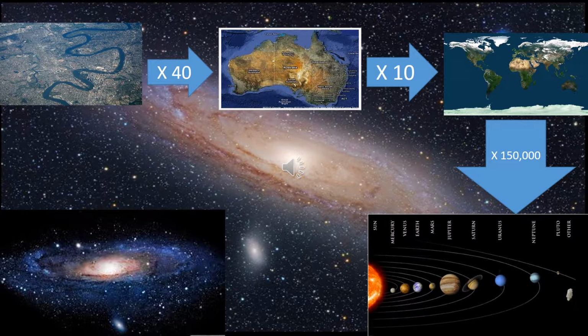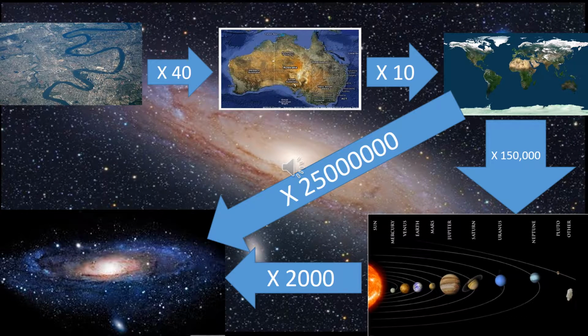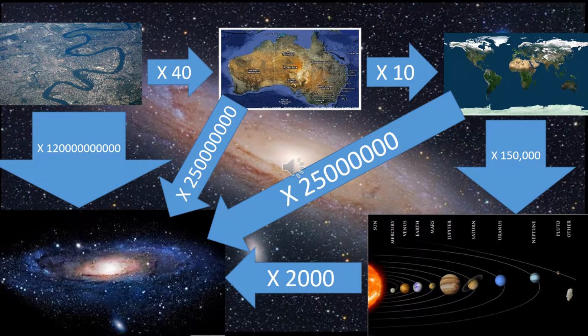And if you multiply the solar system by 2,000, then you have 1 light year. If you multiply the Earth by 25 million, that will give you the size of 1 light year. If you multiply Australia by 250 million, you will have a light year. And if you multiply Brisbane by 120 billion, you will have a light year.